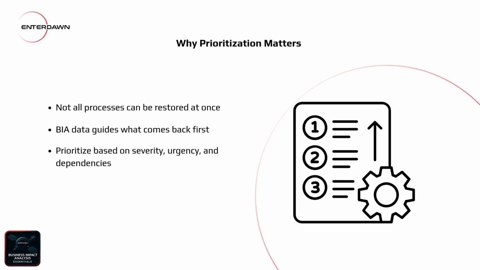Not all business processes can be recovered at once during a disruption. BIA data helps you determine which business processes must come back online first based on time sensitivity, impact severity, and business process resources and interdependencies. The more critical the process, the higher it moves on the recovery list.